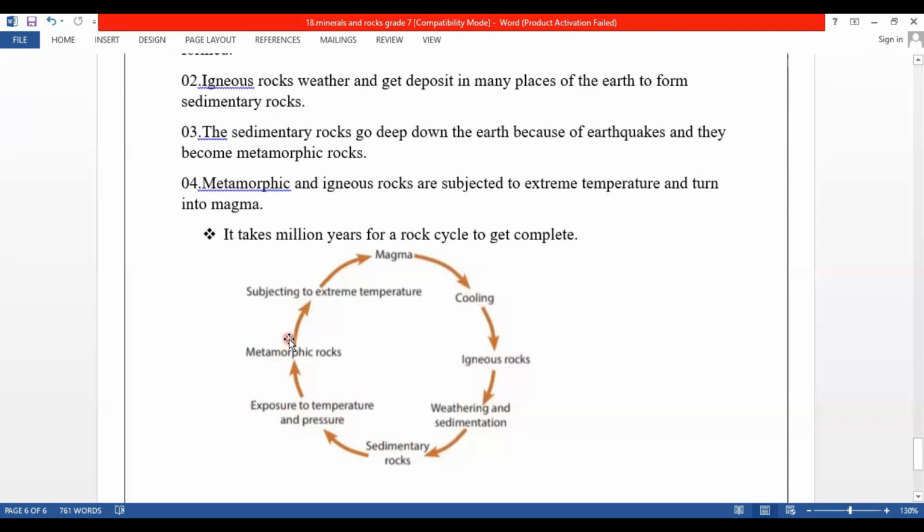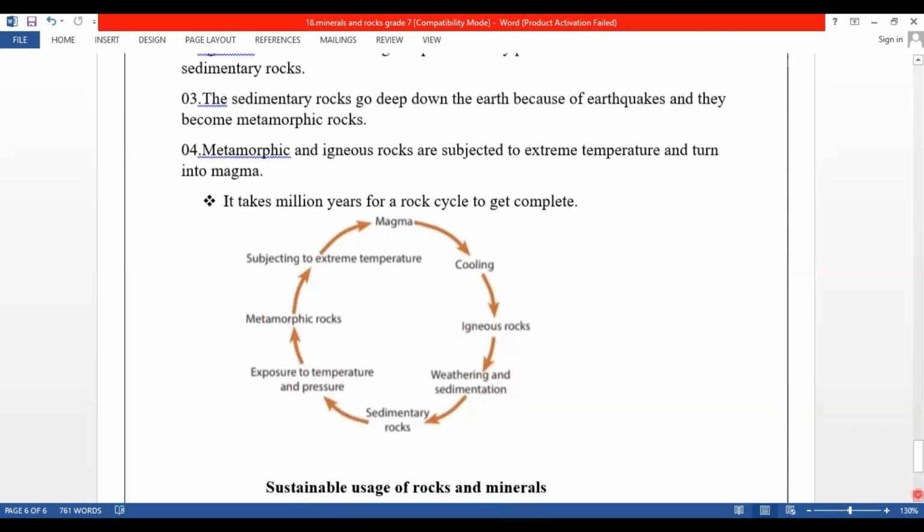Then all these metamorphic rocks and igneous rocks are subjected to extreme temperature. Extreme temperature means they are exposed to very high temperature. And they turn into magma again. Likewise, this is the rock cycle.